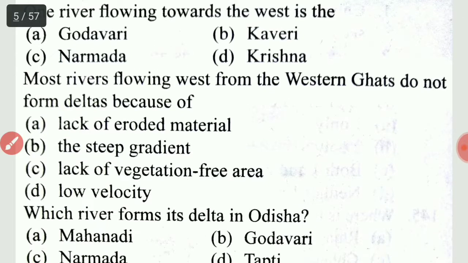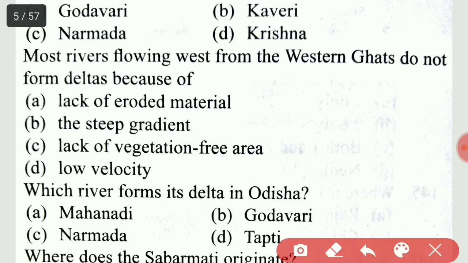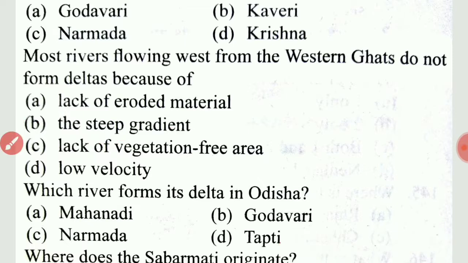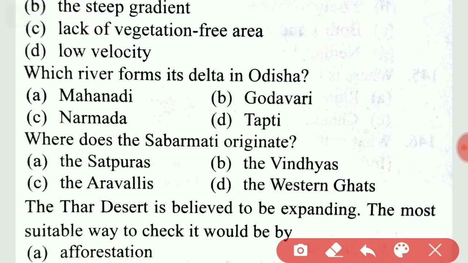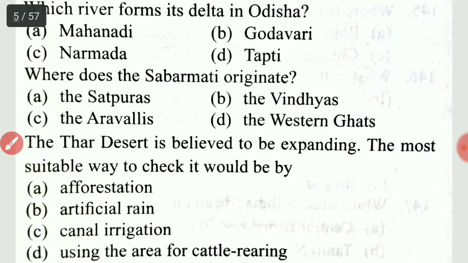Most rivers flowing west from the Western Ghats do not form deltas because of the steep gradient. Right answer is option B, the steep gradient. Next, which river forms its delta in Odisha? Right option is option A, Mahanadi. Next, where does the Sabarmati originate?